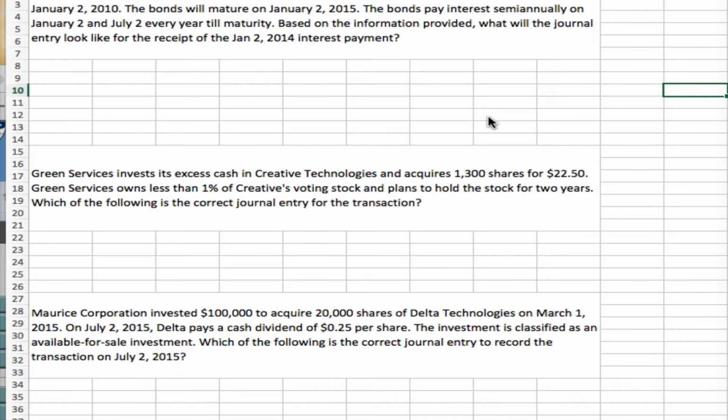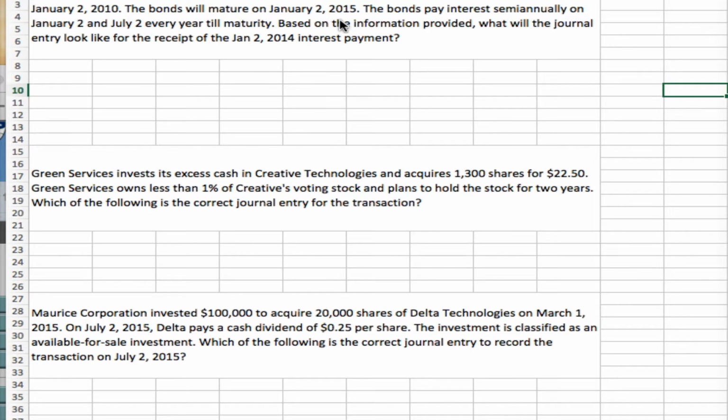Deborah Technologies invested $50,000 to buy $50,000 face value, 8% 5-year municipal bonds on January 2nd, 2010. The bonds will mature on January 2nd, 2015. The bonds pay interest semi-annually on January 2nd and July 2nd every year until they mature. Based on the information provided, what will the journal entry look like for the receipt of the January 2nd, 2014 interest payment?